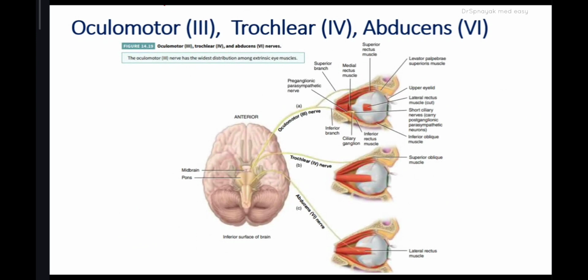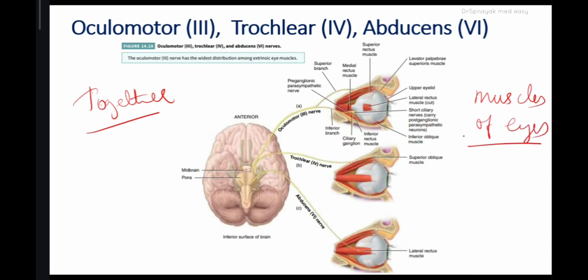Now let us learn about the third, fourth, and sixth cranial nerves. These three nerves are always studied together. Why are they studied together? Because all these three nerves directly innervate the eyes, especially the muscles of the eyes. That's why they are studied together.